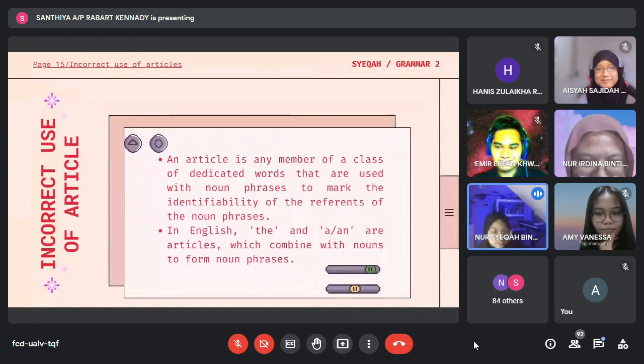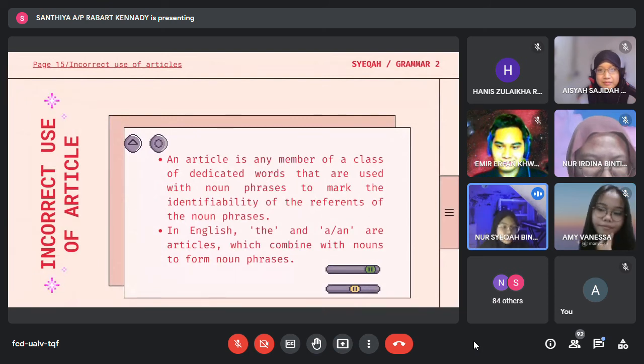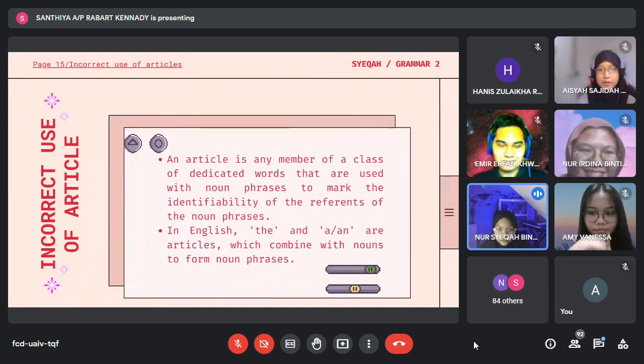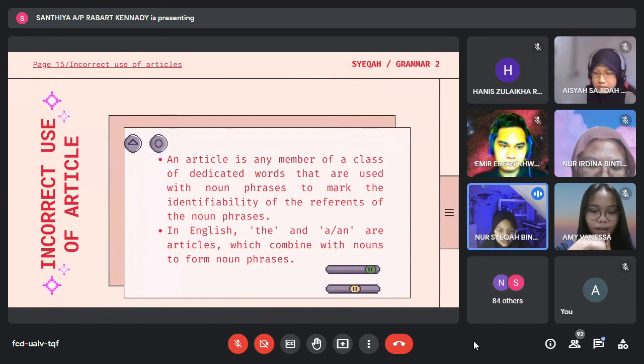Thank you, Dina. So I'm going to present about the incorrect use of articles. Before I go any further, let me explain to you what an article is. An article is any member of a class of dedicated words that are used with noun phrases to mark the identifiability of the reference of the noun phrases. In English, the, a, and an are articles which combine with nouns to form noun phrases. Next slide, please.